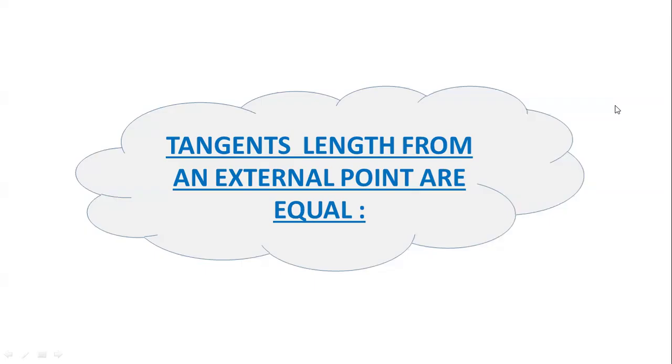Tangent lengths from an external point are equal. This is a theorem, so we're going to prove this theorem. Now let us see how to do it. So, tangents from an external point are equal.